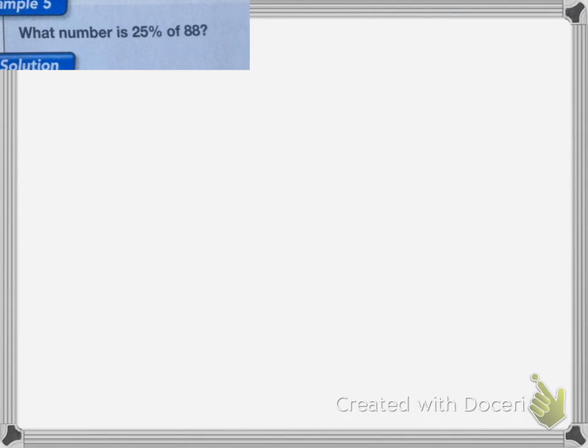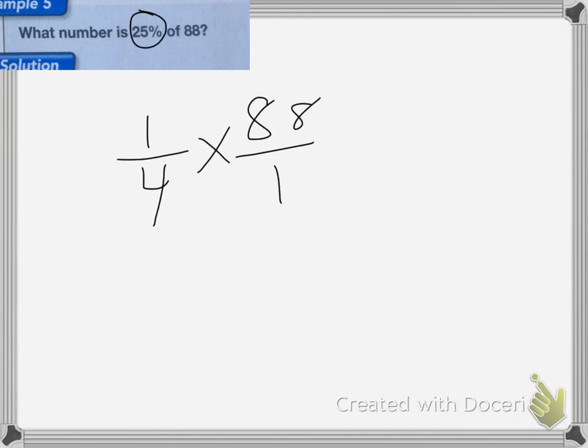Okay, this one. What number is 25% of 88? On this one, I can go ahead and change the 25% to a fraction, which is going to be 1/4 times 88. So I'm going to do 88 divided by 4, which is equal to 22.